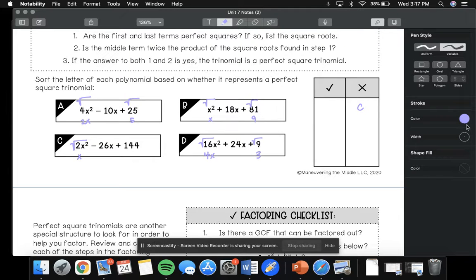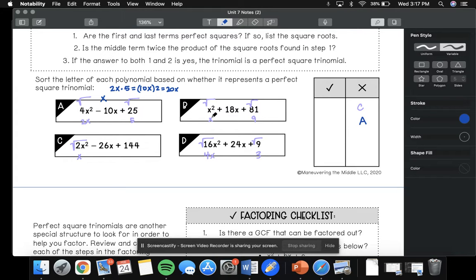Step 2, is the middle term twice the product of the square roots in step 1? So if I were to multiply 2x times 5, I would get 10x, okay? And I would have to double that and get 20x. Now, does A work for that? Nope, it does not. So A cannot be that.